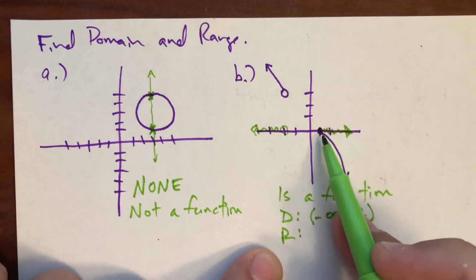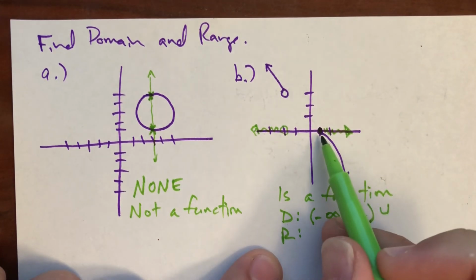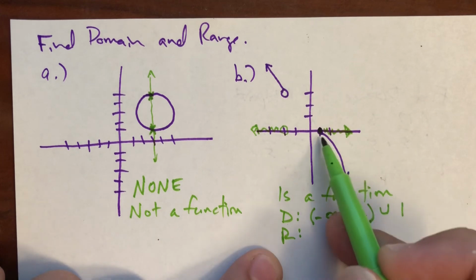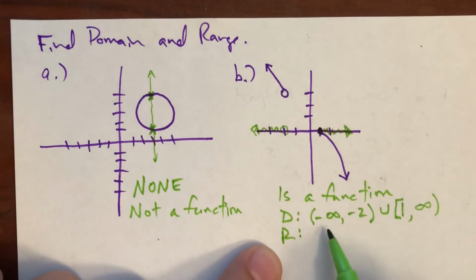And then we want these other values too, so union this other interval. We start at 1, and it looks like we do include it, and then we go all the way to infinity. So there's our domain.